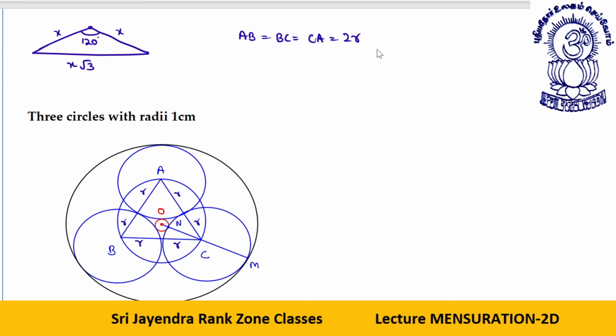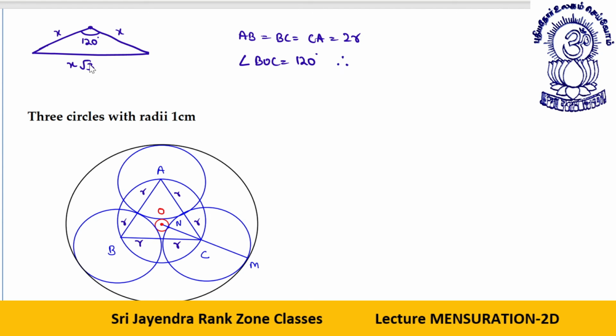These are all 2R. One thing is done. Therefore, what will happen, dear students? Therefore, OB is equal to OC. OB is equal to OC. What is angle? First of all, angle BOC will be 120 degree.